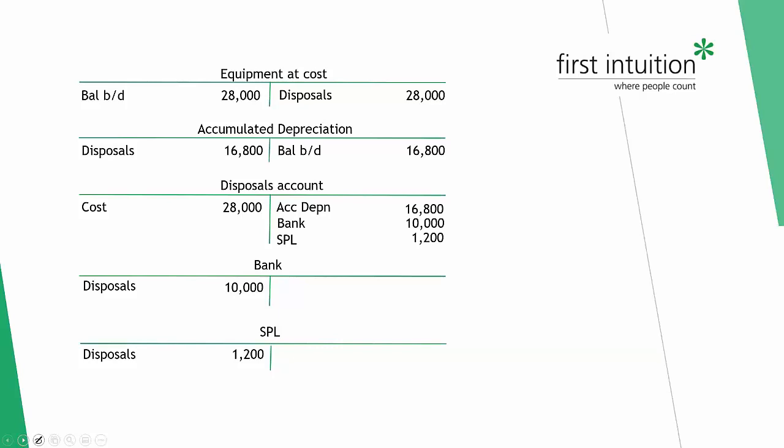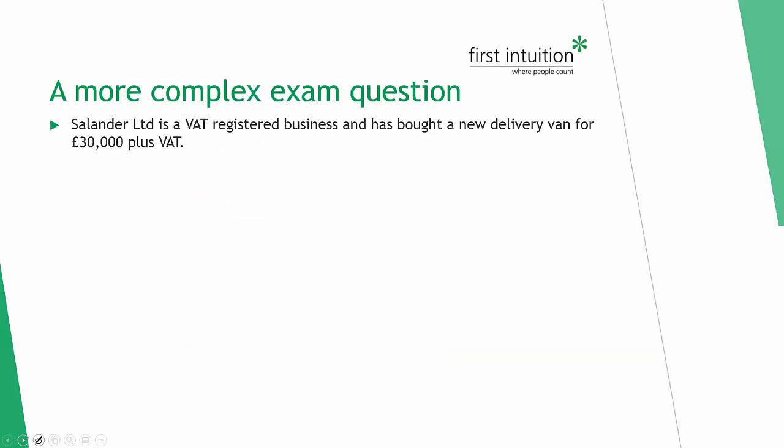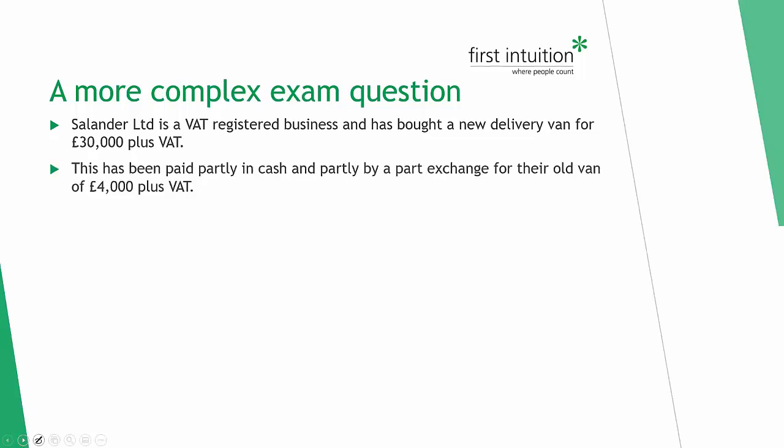Okay. But you notice how by making pairs of everything, stacking your accounts vertically, it's very clear to see how they all match up. It's very hard to get them wrong. Okay, let's look at now a more complex exam question. This time, Salander Limited is a VAT registered business and has bought a new delivery van for £30,000 plus VAT. This has been paid partly in cash and partly by a part exchange for their old van of £4,000 plus VAT.